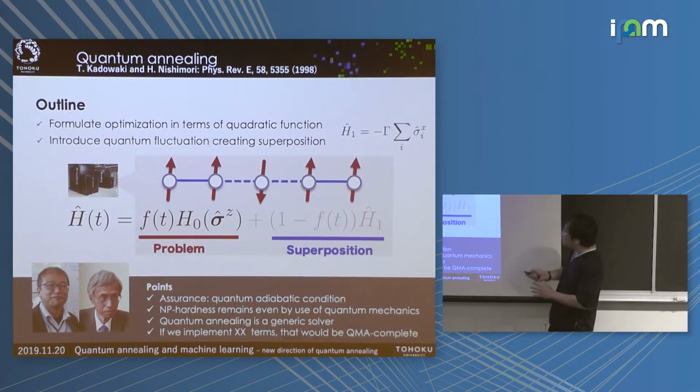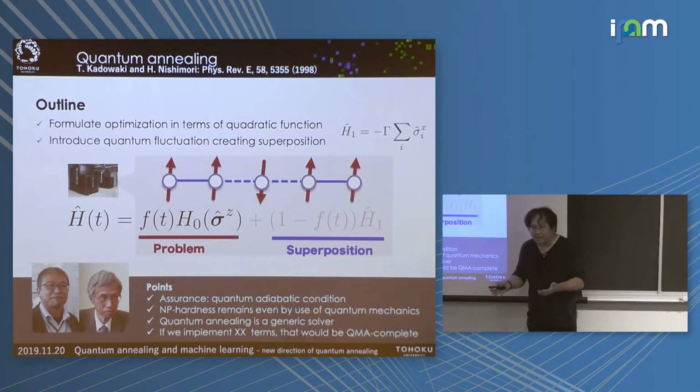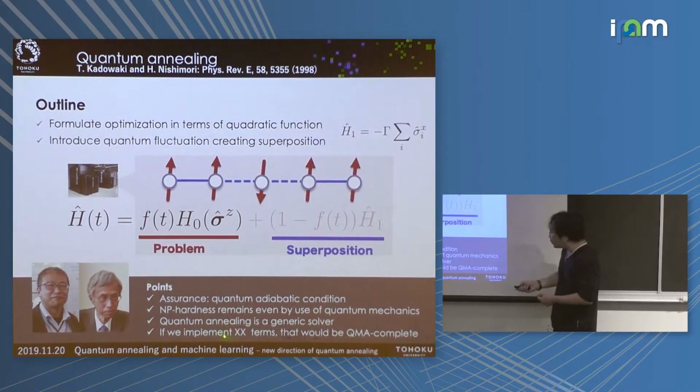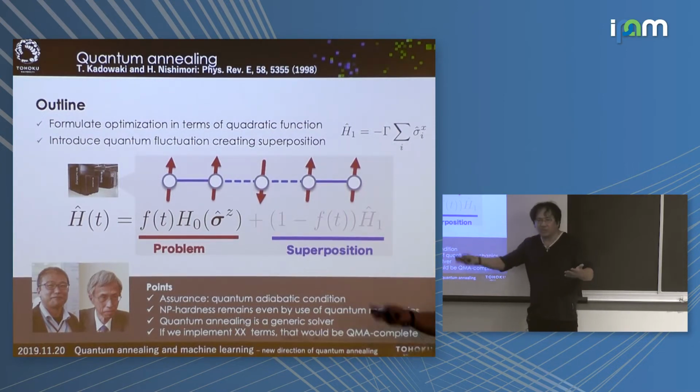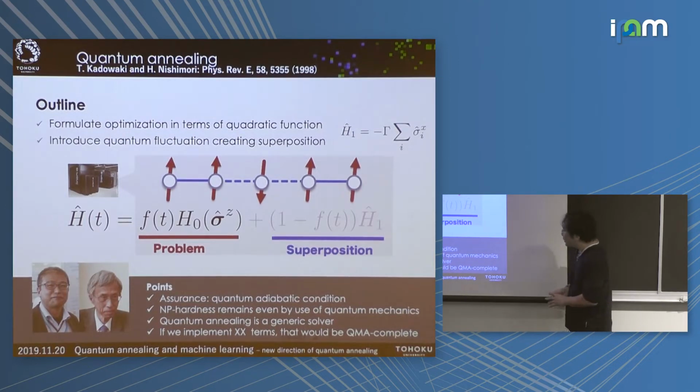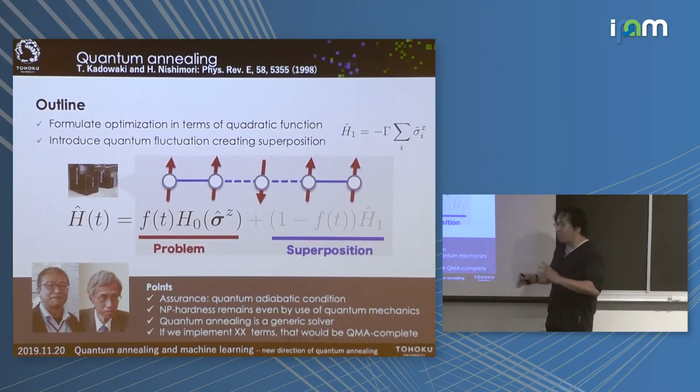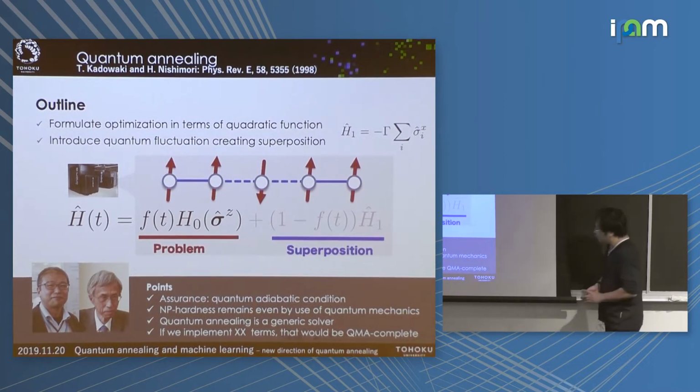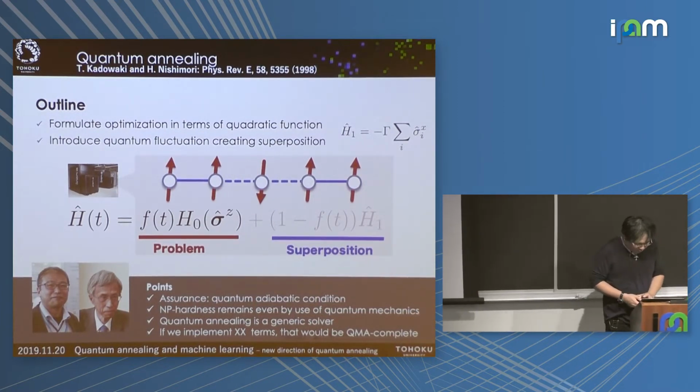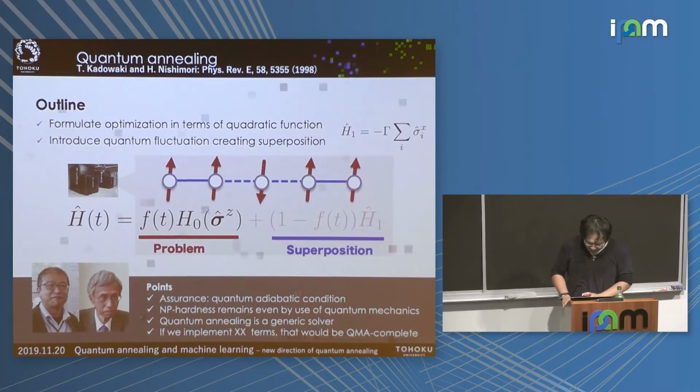But on a quantum hardware device, if we can implement XX terms, we can efficiently simulate the non-trivial quantum nature. If we implement XX interactions, that would be QMA-complete, which is a kind of wide class of computations. This is the direction of updating quantum annealing.